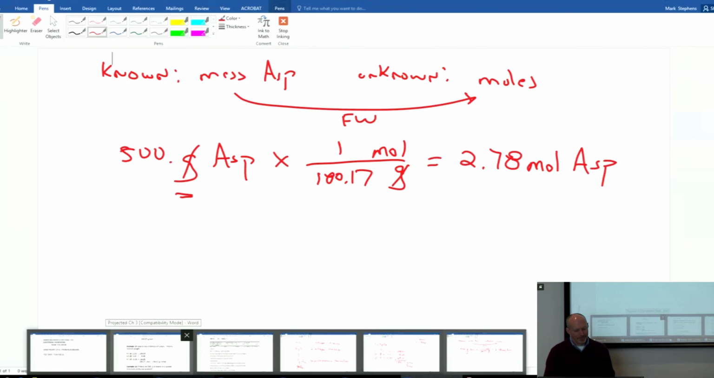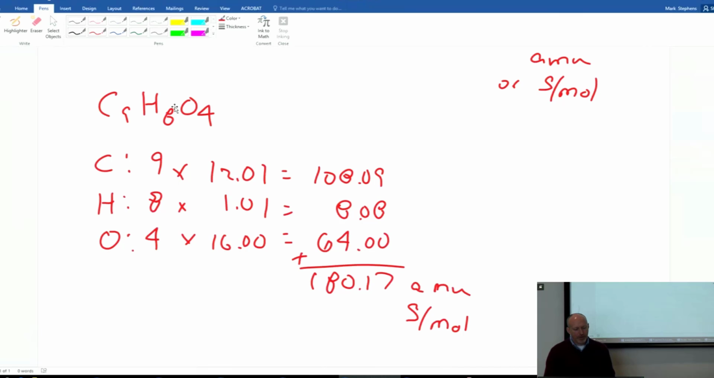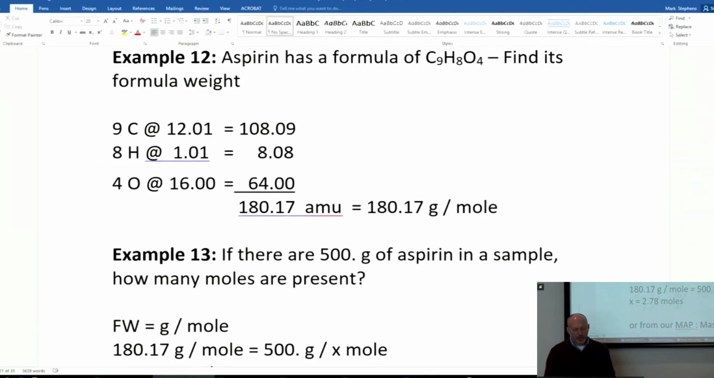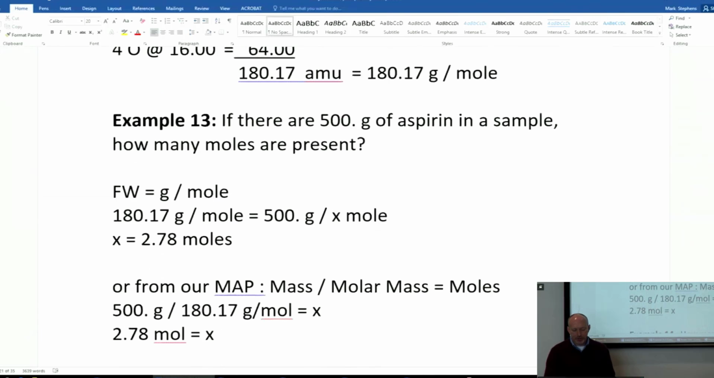Where did you get the 180.17? When we just calculated the formula weight of aspirin in the last problem. Okay. So we're doing these sequentially. We're building on each one. So that's where we got the 180. Alright, so we calculated that. We got our 2.78 moles.